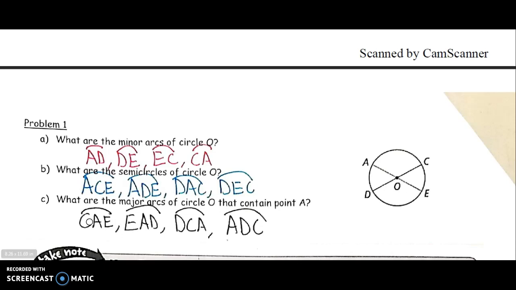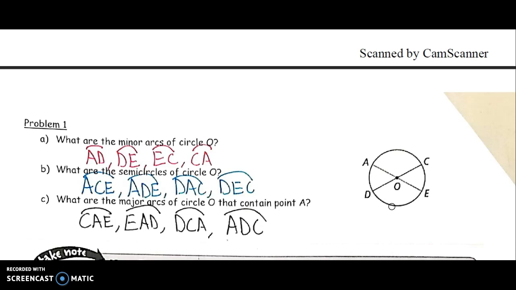Something else about that name, CAE, is that we could call the same major arc CDE, because it passes through that point as well. It's not going to change the actual arc itself. So I could call that CAE or arc CDE. Either way, it's referring to the same thing. Different arcs that we could make, though, is something like EAD. Again, more than halfway around your circle, and it passes through A. Don't want to just say ED, because that would be a minor arc.